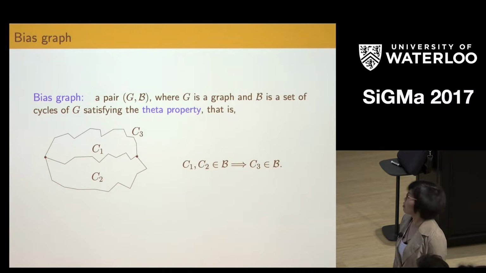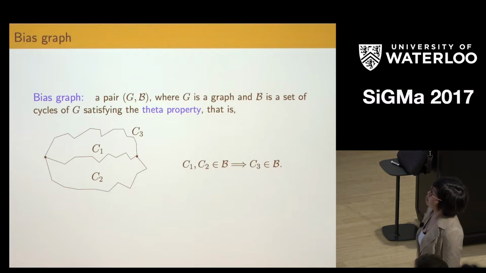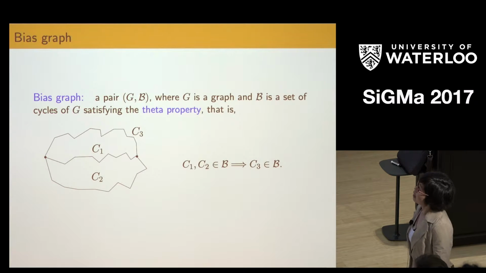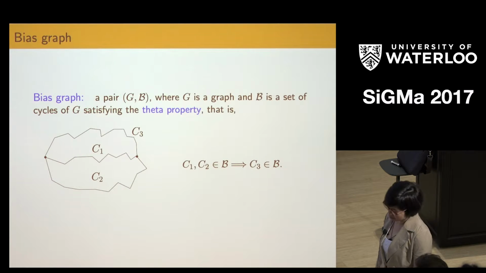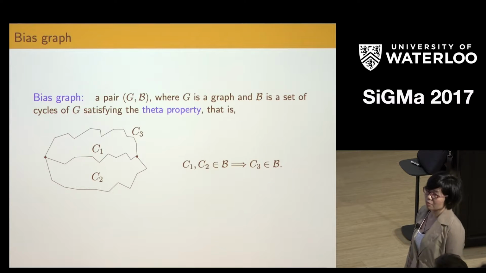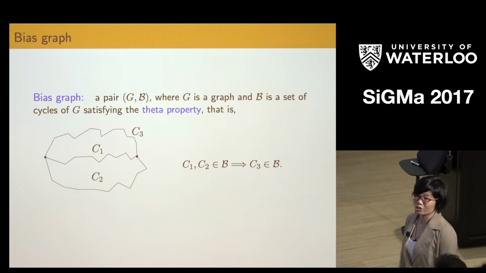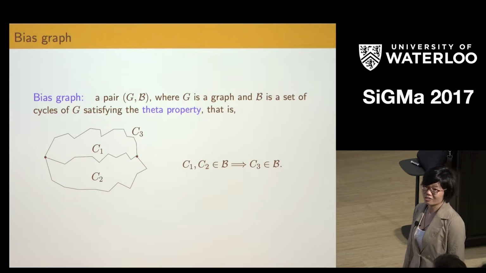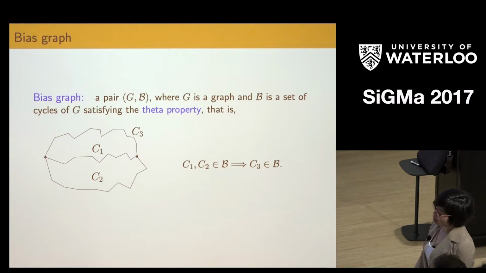Because I need to present the excluded minors, I need to give another definition, or give the definition from another way, from the biased graph. Also, Jeff has done this for me, which makes my work easy, so I will just go through the definition fast. First, I give a definition of a biased graph. A biased graph is just a pair G and B.